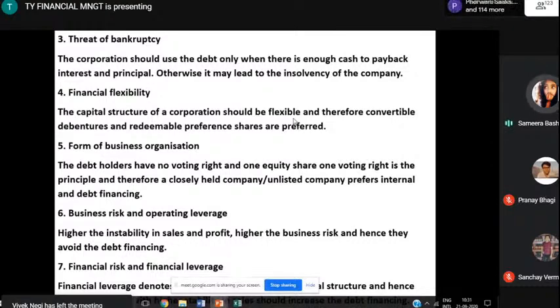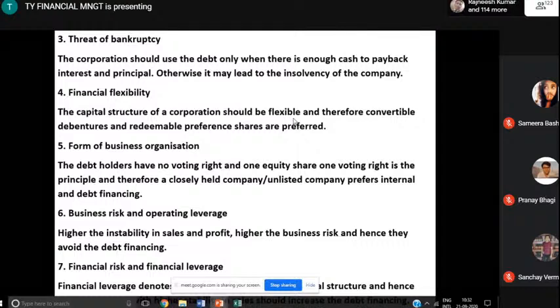Very good. I repeat again: financial leverage denotes the percentage of debt or borrowings in the capital structure, and hence a company with a higher financial risk should avoid debt financing. Very good.